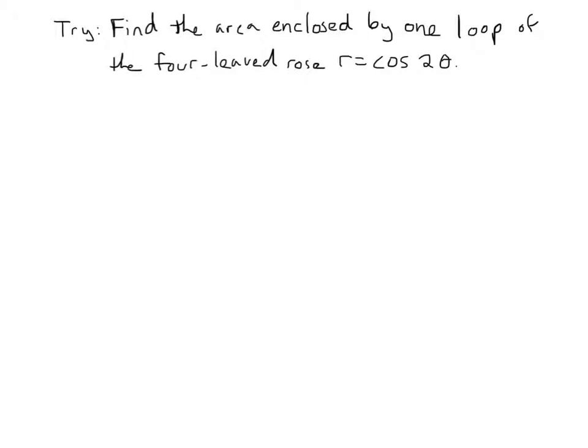Here's one for you to try that's similar. We have to find the area enclosed by one loop of the 4-leafed rose r equals cosine of 2 theta, and I would suggest drawing a graph first. So pause the video now, take a couple of minutes to try the problem, and then when you're ready, restart the video and we'll look at the solution together.